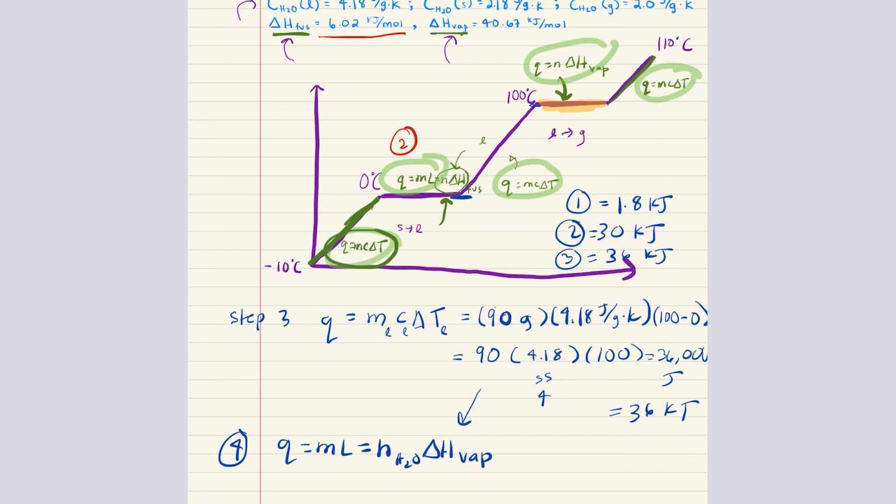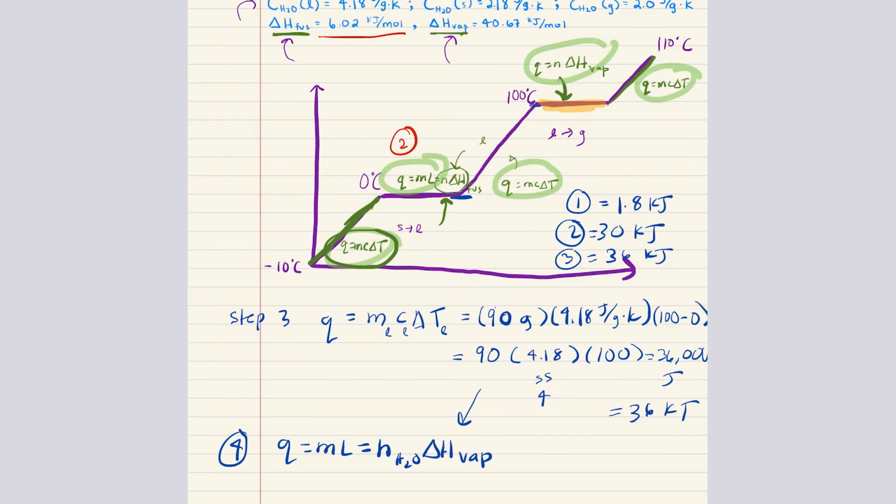Very important to remember that in this phase, liquid to gas, we use delta H of vaporization. Delta H of fusion is for your solid to liquid transition. Please do not confuse the two because that would be a silly mistake to make to get this problem wrong. So just keep that in mind.